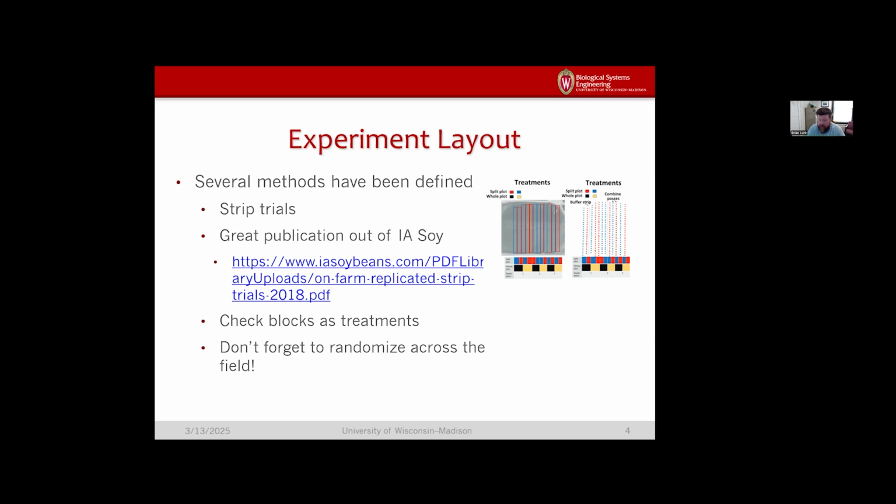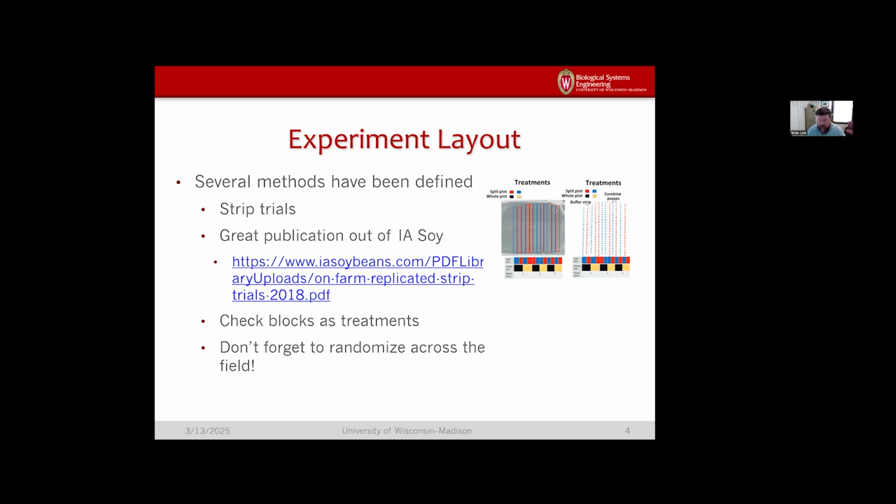So when you think about laying out strip trials and working with farmers to do this, you have to consider machinery widths, the working widths of those machines, to be able to match your plots up with the harvest width and make sure that your data comes out like you think it will, where you're not straddling treatments and things along those lines.